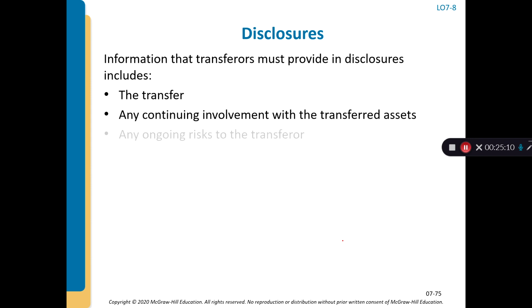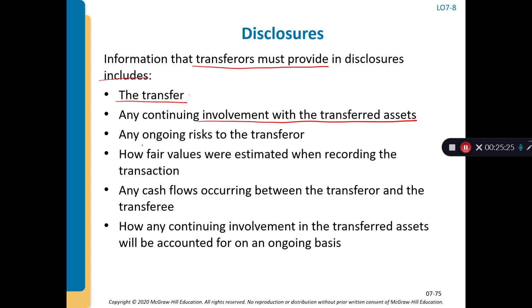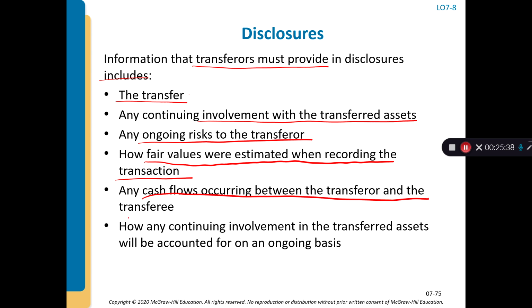And in terms of disclosure of a factoring arrangement of accounts receivable, the information that the transferor must provide in the disclosure includes the transfer event itself, any continued involvement with the transferred asset, any ongoing risk with the transferor, how fair value was estimated when recording the transaction, and any cash flow occurring between the transferor and transferee, and how any continuing involvement in the transferred asset will be accounted for on an ongoing basis.